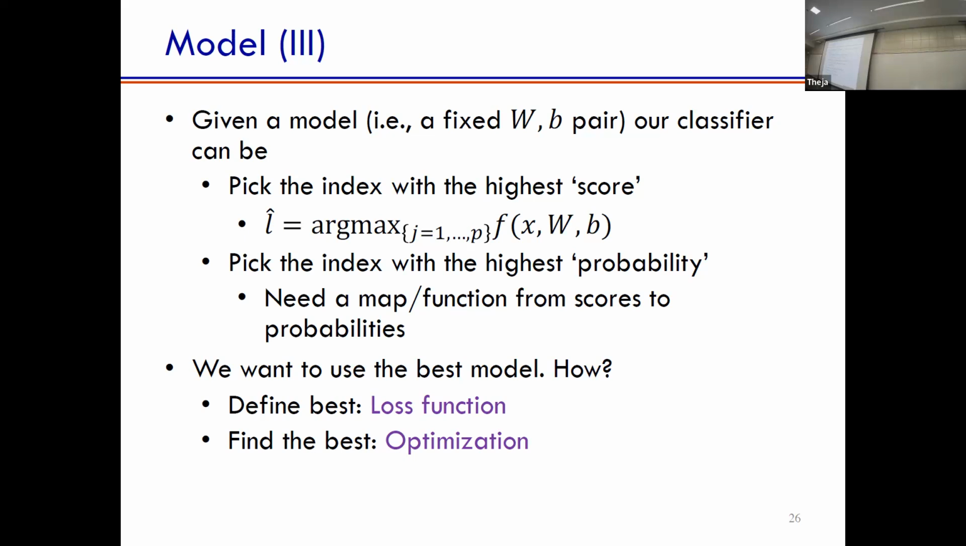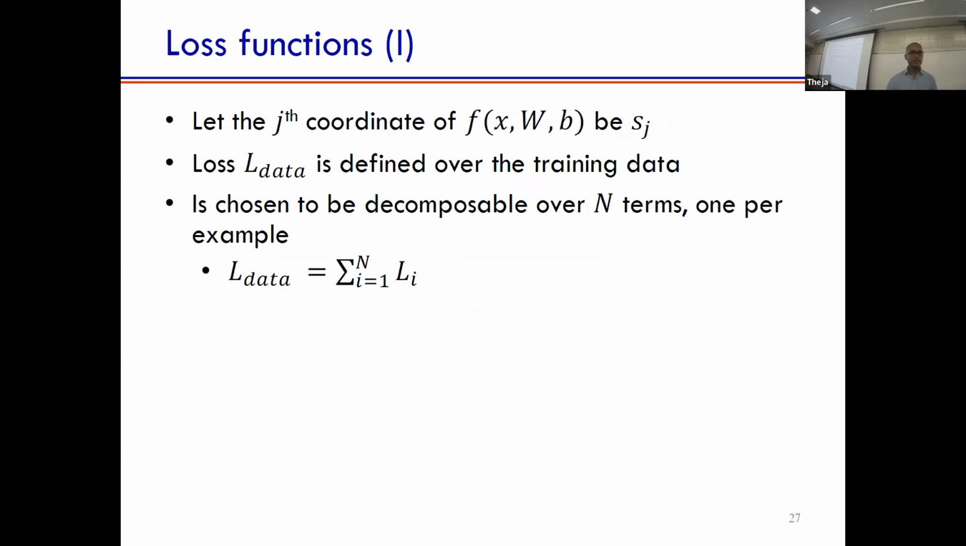So to define what's the best choice for W and B, I need to choose a loss function. And to find the best choice, once I define this, I need to do computation, and that computation we call optimization. That could be trial and error, randomly choosing some numbers, or it could be computers trying to get to the best choice. Okay, so let's look at loss functions.